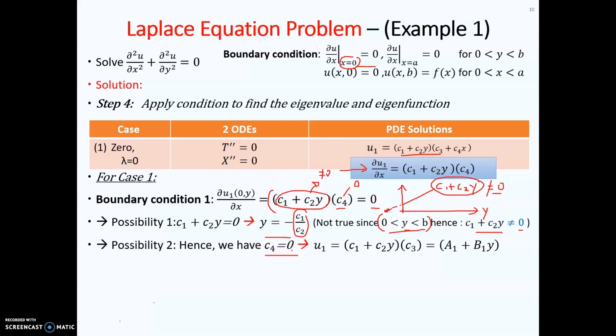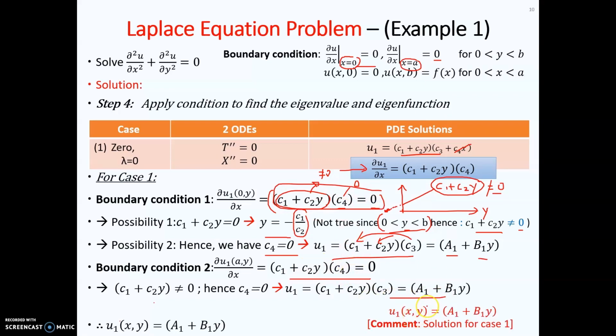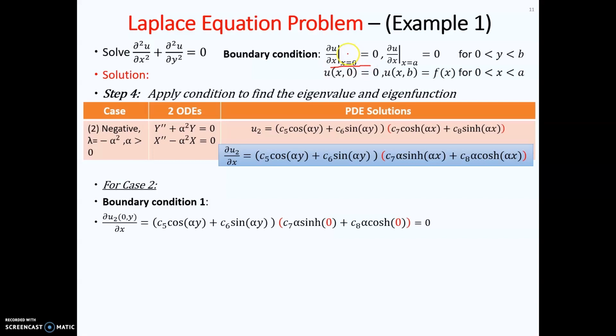Since we know c4 is equal to 0, therefore we can substitute inside the PDE solution here to obtain the new PDE solution. So you can multiply the c3 inside in order to obtain the new constants a1 and b1. If you apply the second boundary condition, when x equal to a, the differentiation of u with respect to x will be equal to 0. Then you should obtain this, and you see that this equation is exactly the same with the first equation here. Therefore, you obtain the same result. With that, we succeed to obtain the solution for the first case, which is equal to this answer. We continue to apply the boundary condition for the second case. So you substitute x equal to 0 inside.